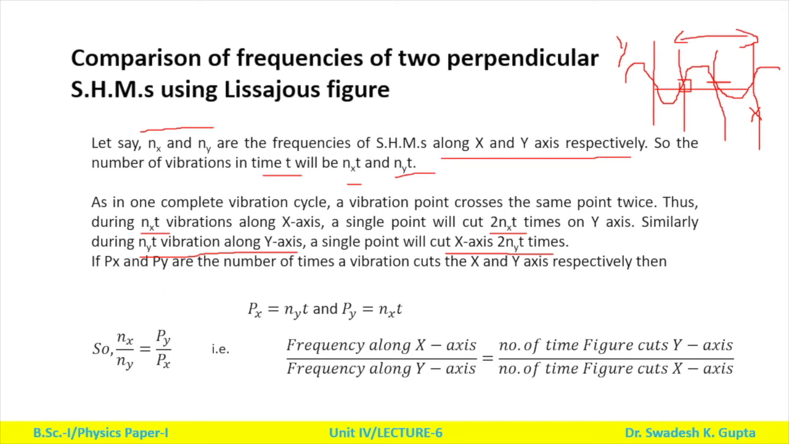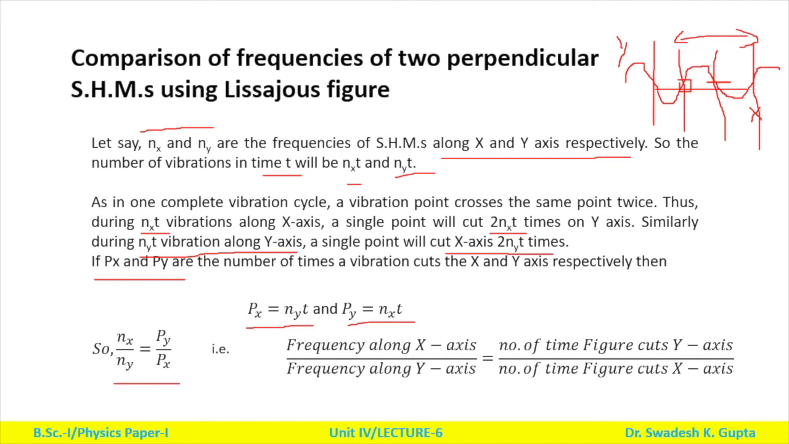So for the vibration along x-axis, it will cut the y-axis 2nxt times, and for the vibration along y-axis, it will cut the x-axis 2nyt times. So if px and py are the number of times a vibration cuts the x and y axis, then we can write px is equal to nyt and py is equal to nxt. So the ratio of nx and ny will be py by px.